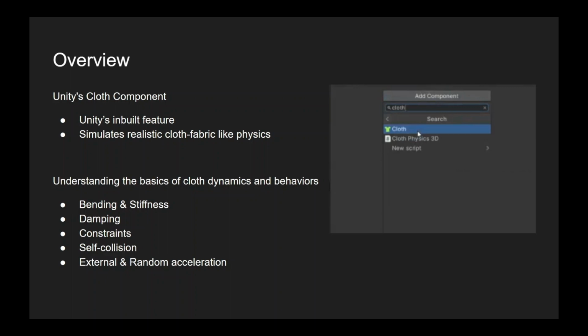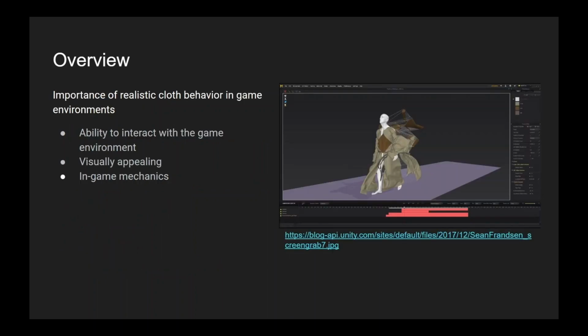Bending stiffness refers to how resistant the cloth is to bending or flexing. Stretching stiffness governs how resistant the cloth is to stretching. Damping in cloth simulation helps control the dissipation of energy, and the constraints are like rules or limits applied to the movement of cloth particles, and self collision prevents different parts of the cloth from intersecting or passing through each other.